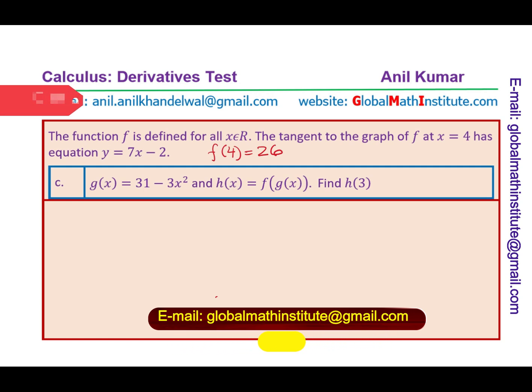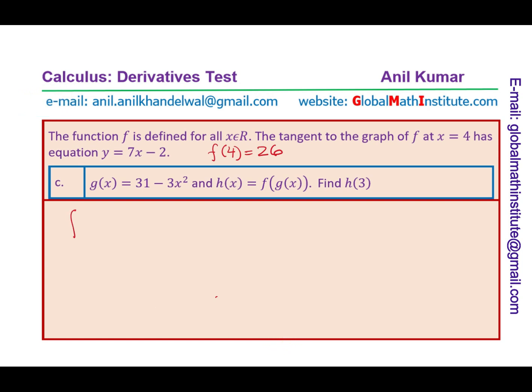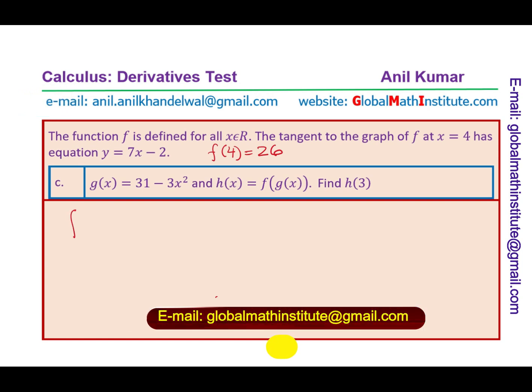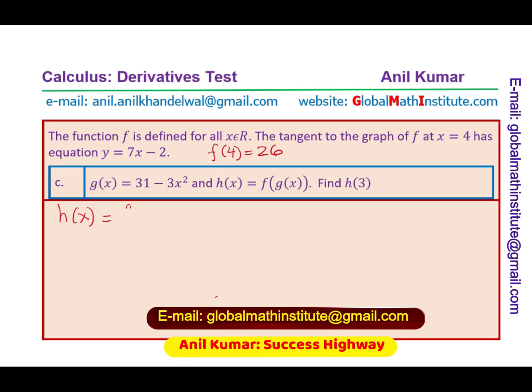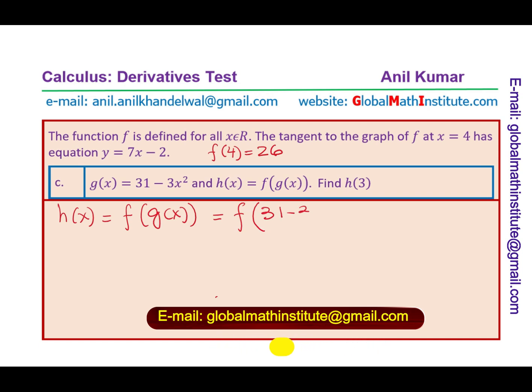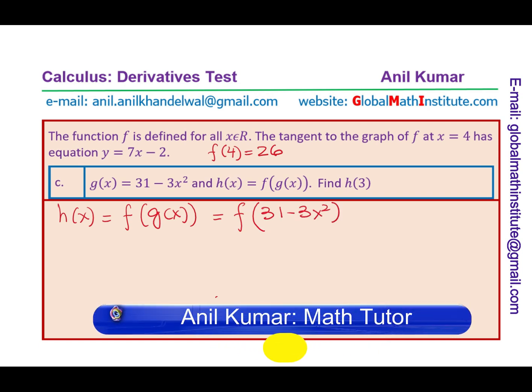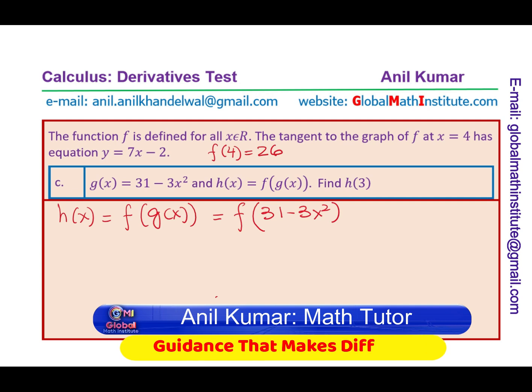So let's find what is f of g of x. Let's begin by writing h of x equals f of g of x. It's a composite function. Start from inside out, correct? g of x is given to us as 31 minus 3x squared. So that becomes f of g of x. Since we need to find h of 3, we'll substitute 3 in this, right?